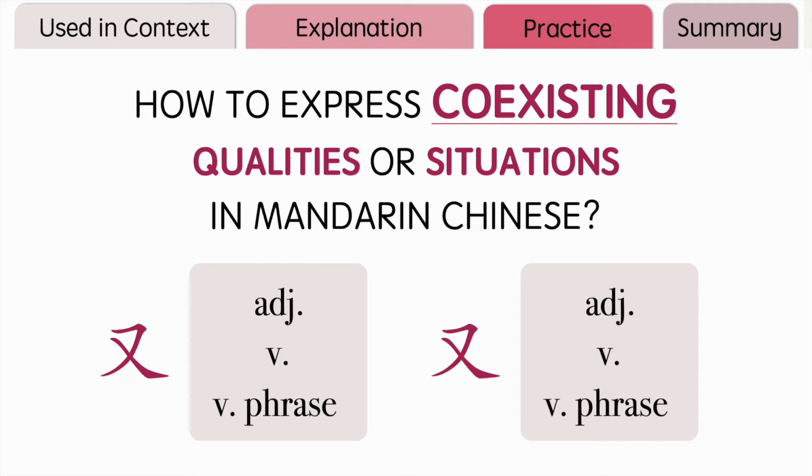In this video, we'll explore how to use the construction of yo-yo to express coexisting qualities or situations. Let's first see how they are used in context. Later, I'll provide explanations and then we'll do some practice.